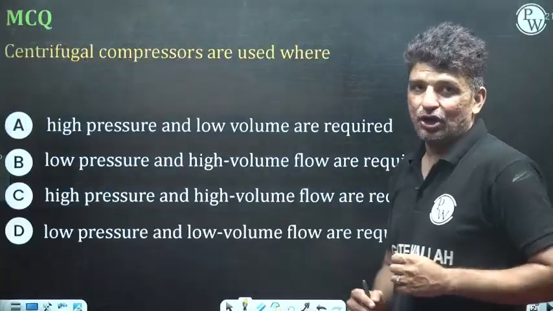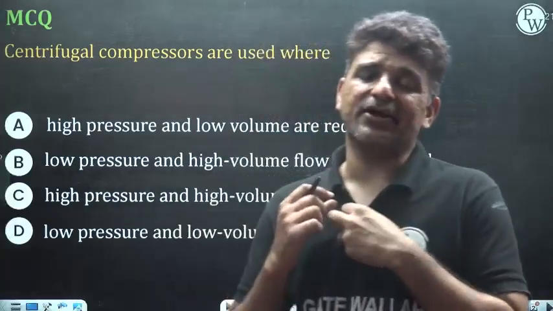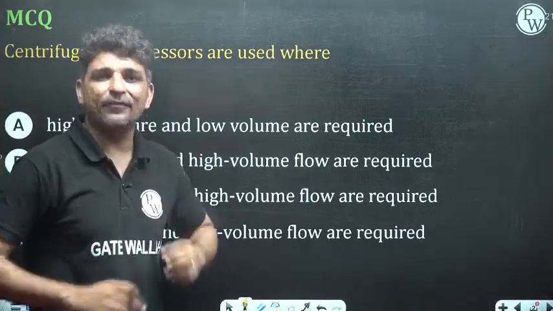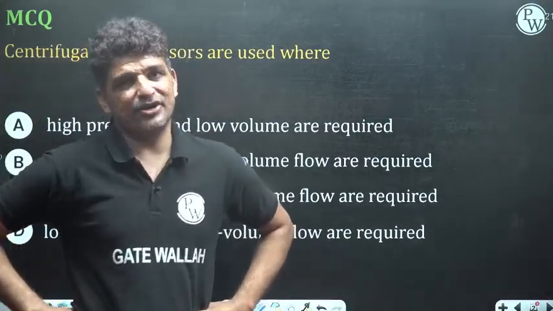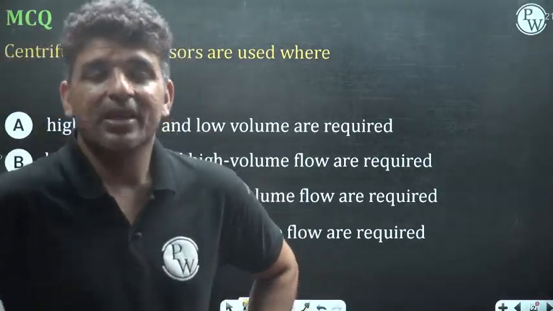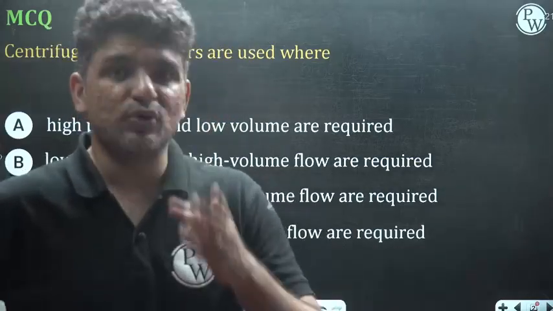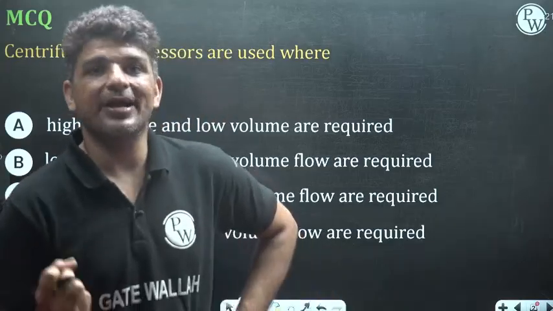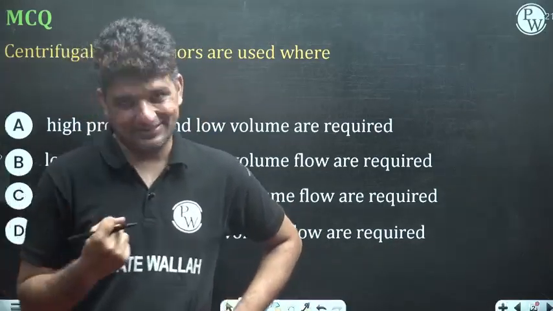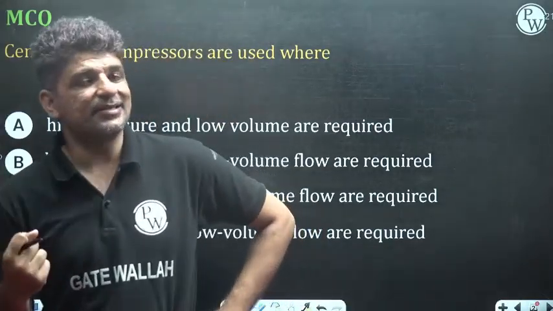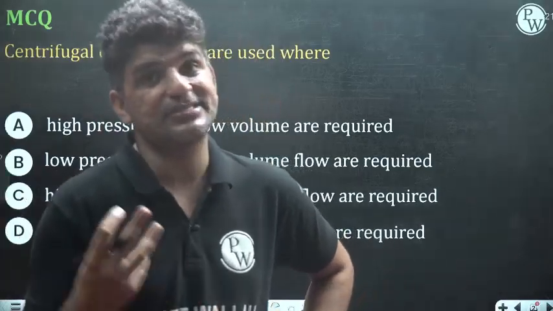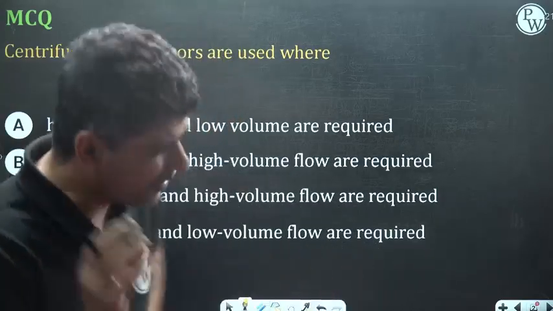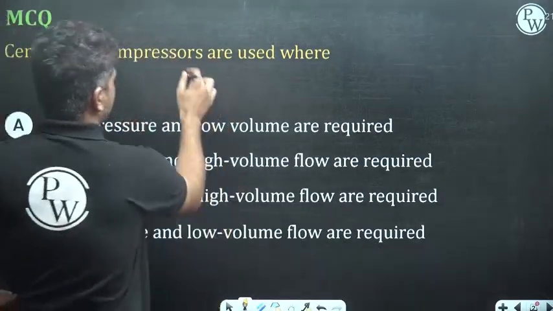The first question said: centrifugal compressors are used where? As we know, there are three types of compressor: reciprocating, centrifugal, and axial. Reciprocating compressors are generally used where a high pressure ratio is required and the volume flow rate is less. Axial compressors require high pressures and also high mass flow. In between these two lie centrifugal air compressors.